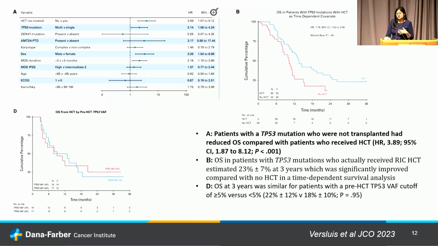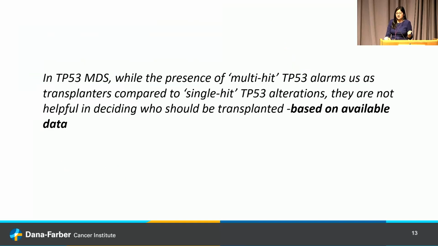The overall survival in patients who did get transplant was about 23%, which is dismal and is not what we are going for as transplanters. But it is still significantly better than not doing transplant. And if you look at the forest plot on the left, you can see that single hit versus multi-hit did not actually make a difference. This may be a product of small numbers, or it may be a true effect, but at least based on this study, which is really the only prospective look at this question, even though we get alarmed with P53 and even more alarmed with multi-hit, it does not help us in deciding who should be transplanted based on available data.